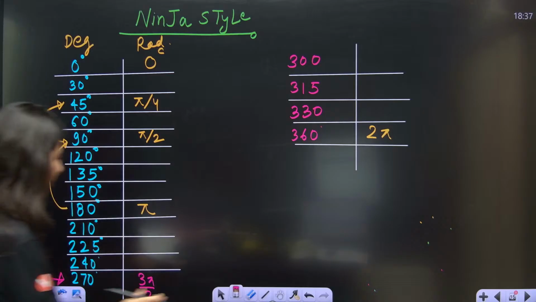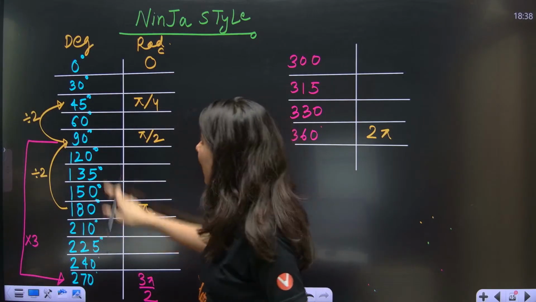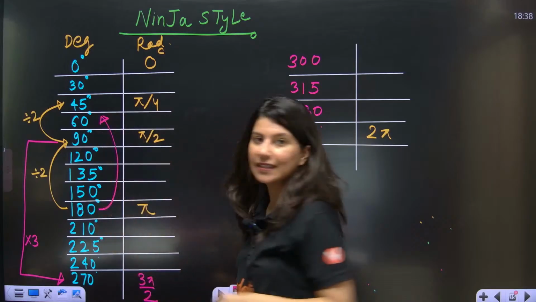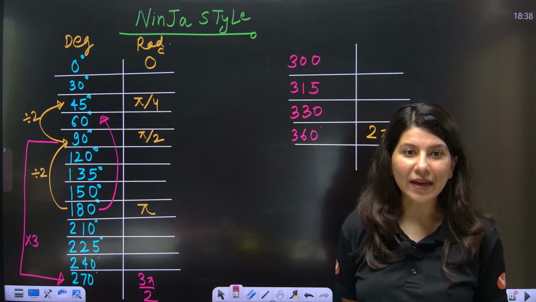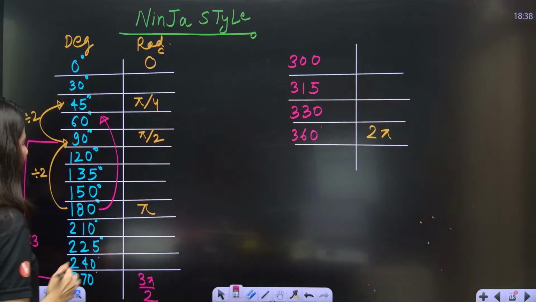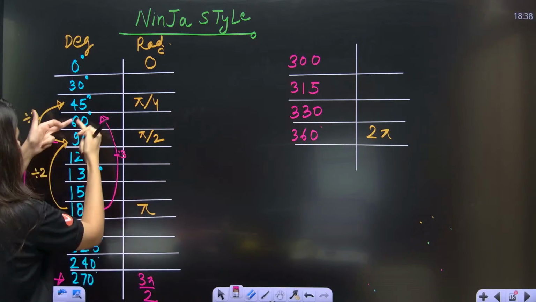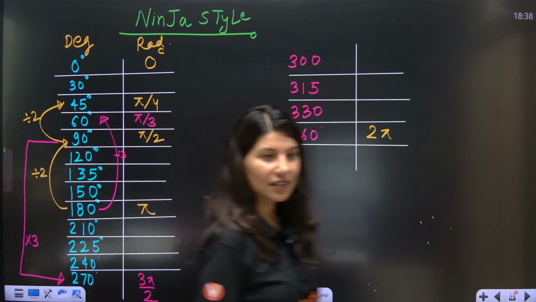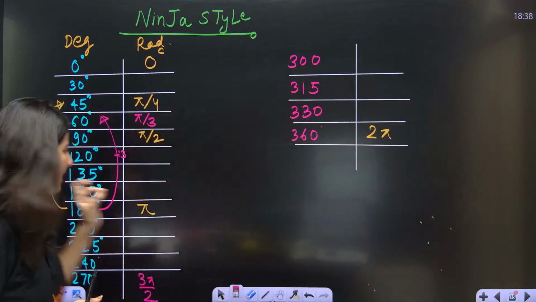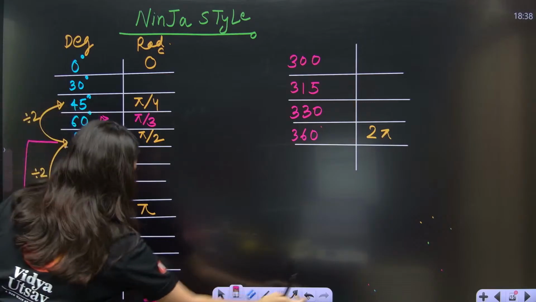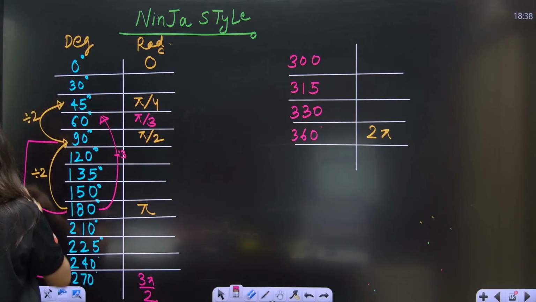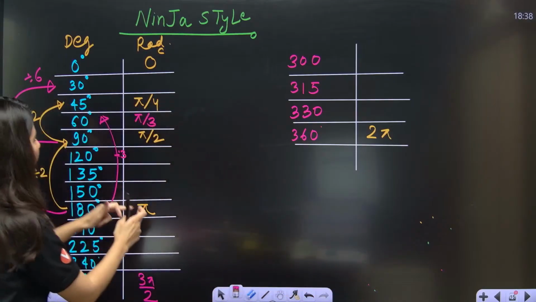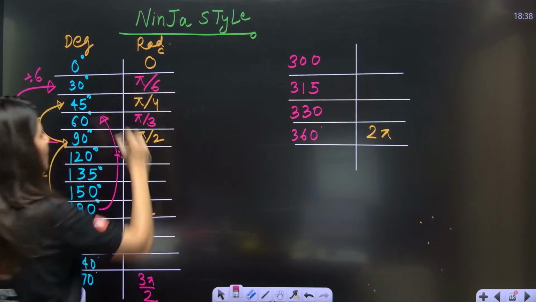Now one more thing. Just tell me 180 degree and 60 degree. What needs to be done? Divide by 3, right? 180 divided by 3 is 60. So pi divided by 3 is pi by 3. Correct. Now in the same manner, 180 divided by 6. 180 by 6 is what? 30 degree. So pi divided by 6 is pi by 6.